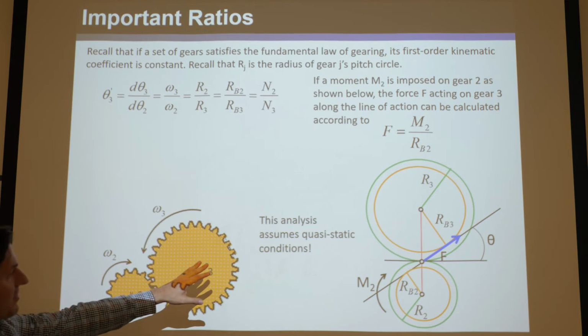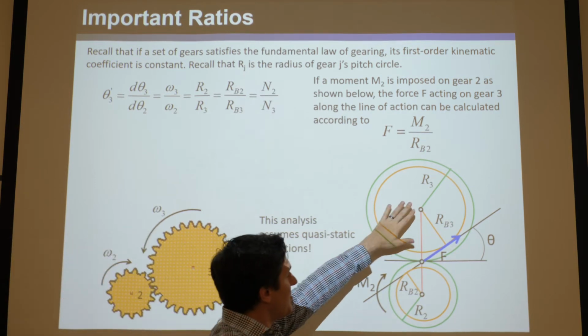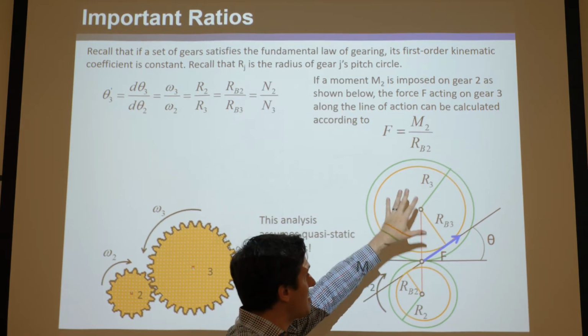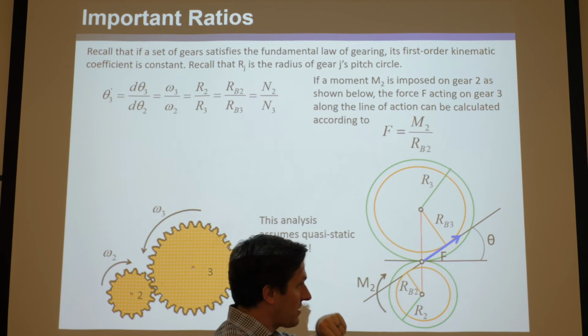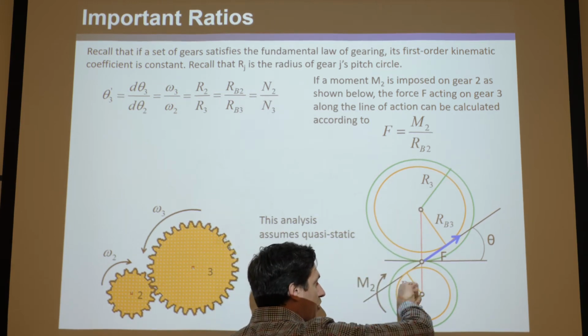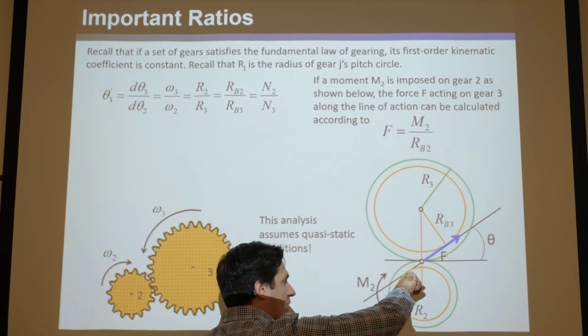Now, one thing I want to point out, this is for quasi-static conditions. So what I want you to imagine is this gear is bolted down. It can't move. It doesn't have a velocity. It doesn't have an acceleration. It's just bolted down, and we're cranking a moment on this. And this one isn't moving either because that's bolted. You're just cranking a moment on it.